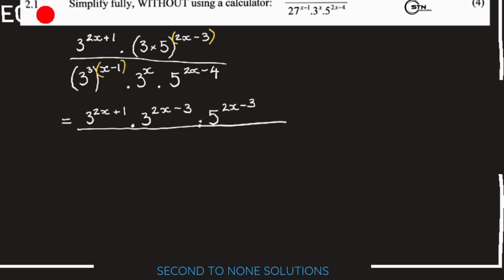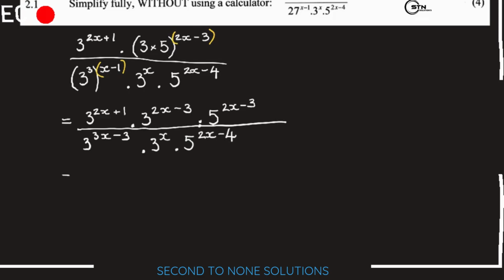And over, and then at the bottom I've got 3 to the power of 3x minus 3, and that's actually why I say it might help to put it in brackets, because then you remember to multiply both the x by 3 and the negative 1 by 3. Now we're going to do 3 to the power of x and 5 to the power of 2x minus 4.